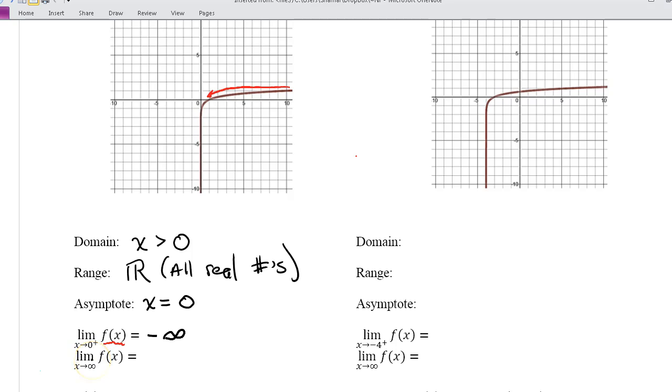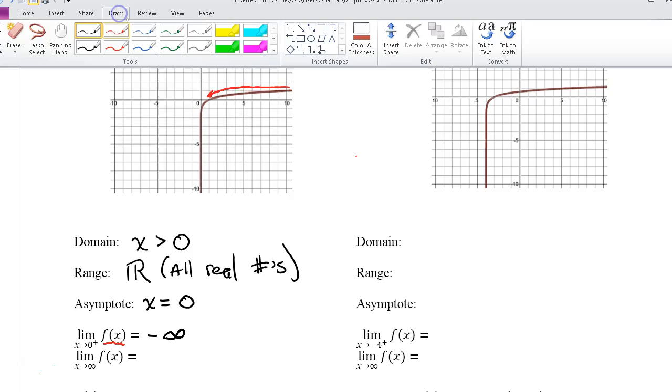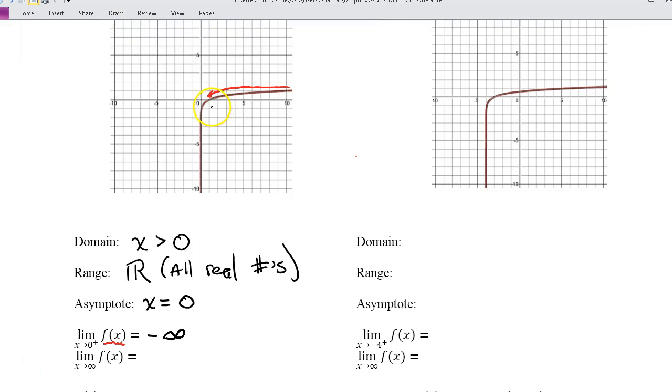Okay, so moving on to the next part. So now the limit as x approaches infinity. So now we're going the other way. Our x values are getting larger and larger. What's happening to our y values?